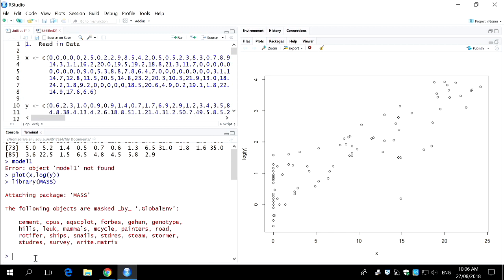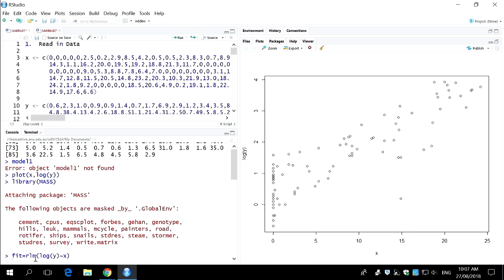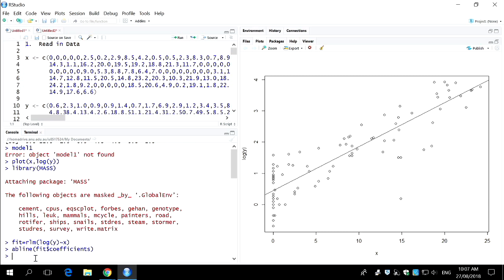and RLM lives in the MASS library, so we go library(MASS), and then we should be able to go model equals rlm(log Y ~ X). Okay, I'm going to call it fit rather than model, just because a lot of the code in the commands calls it fit. Okay, so there's my fit, abline(fit$coef), and that'll give me that line that's been fit.